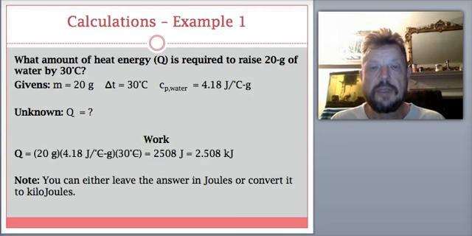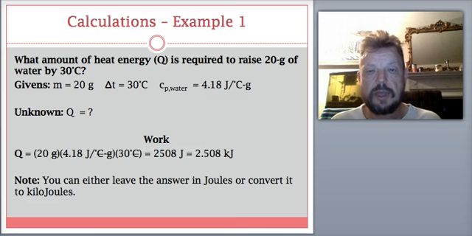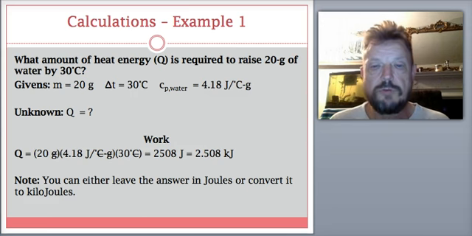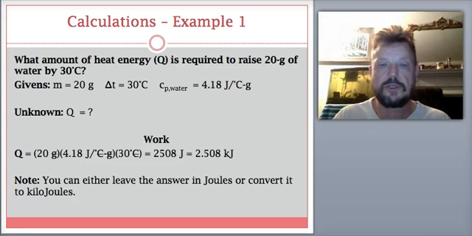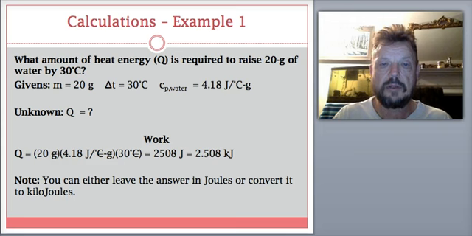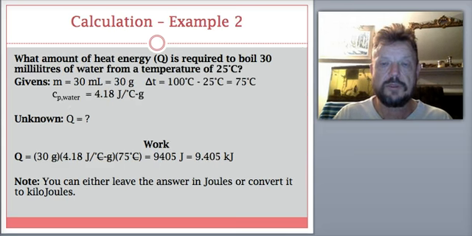What amount of heat energy, which is Q, is required to raise 20 grams of water by 30 degrees Celsius? Your mass is 20 grams. Change in temperature is 30 Celsius. C_P of water is 4.18 joules per degree Celsius gram. Your unknown is Q. When you plug the numbers in, you end up with either 2,508 joules or 2.508 kilojoules. You can either leave the answer in joules or convert it to kilojoules. I'm not concerned about that as long as you convert.